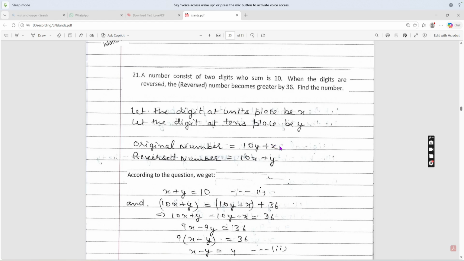And the unit place is going to be multiplied by 1, and 1 into x is x. When we reverse the number, we get 10x plus y. X is replaced by y and y is replaced by x. Simple. Now according to the question, the sum of digits is 10.